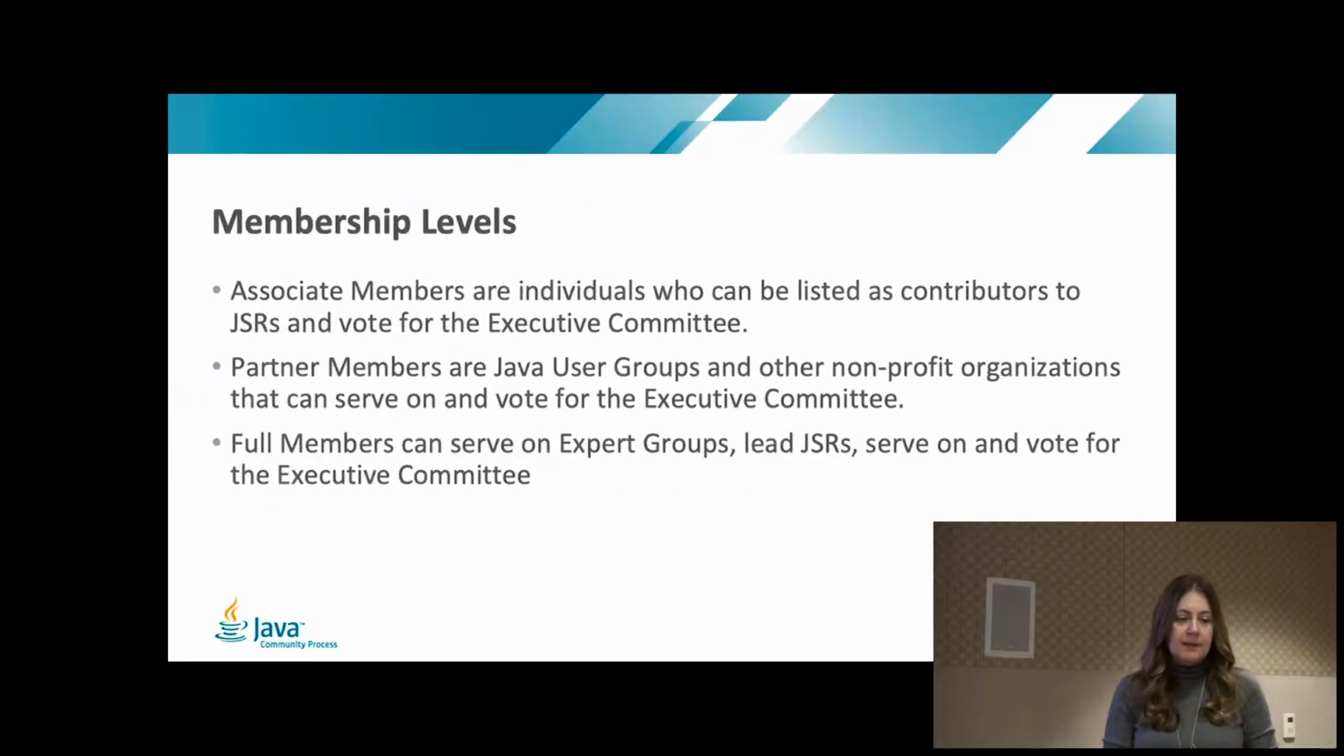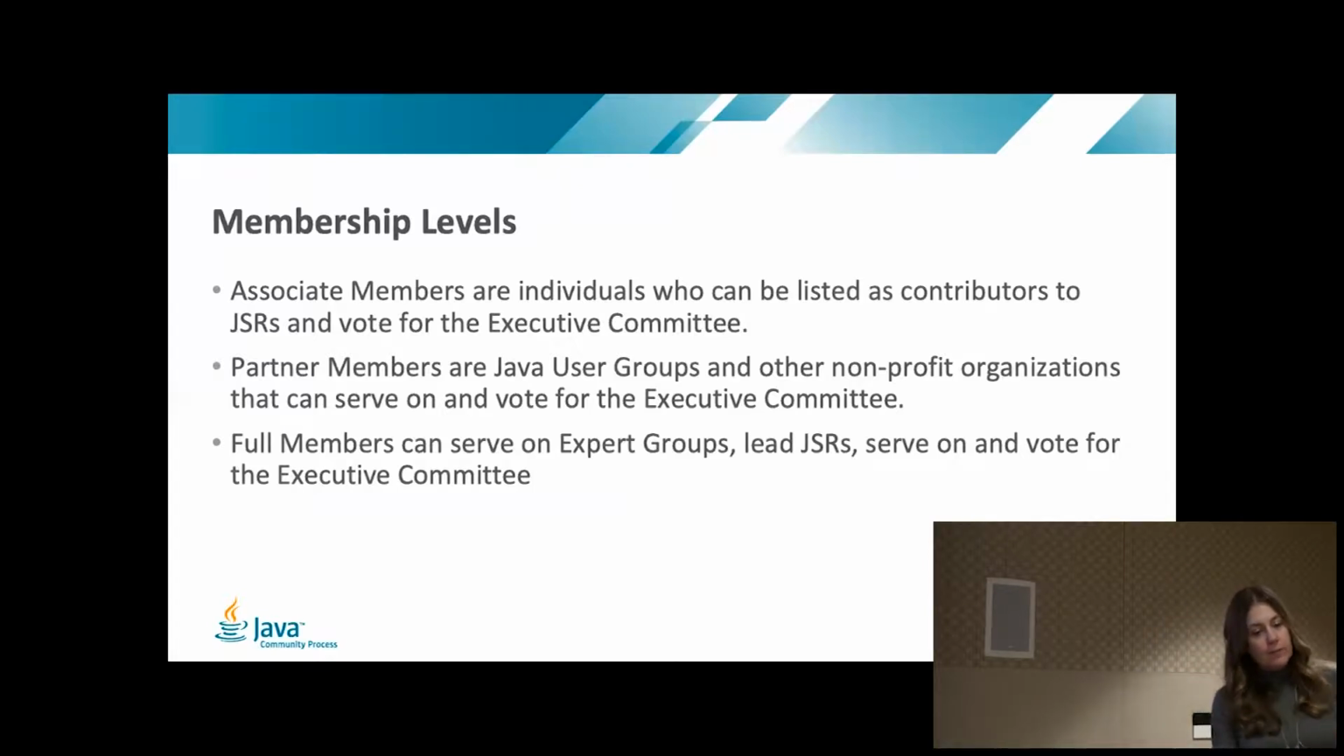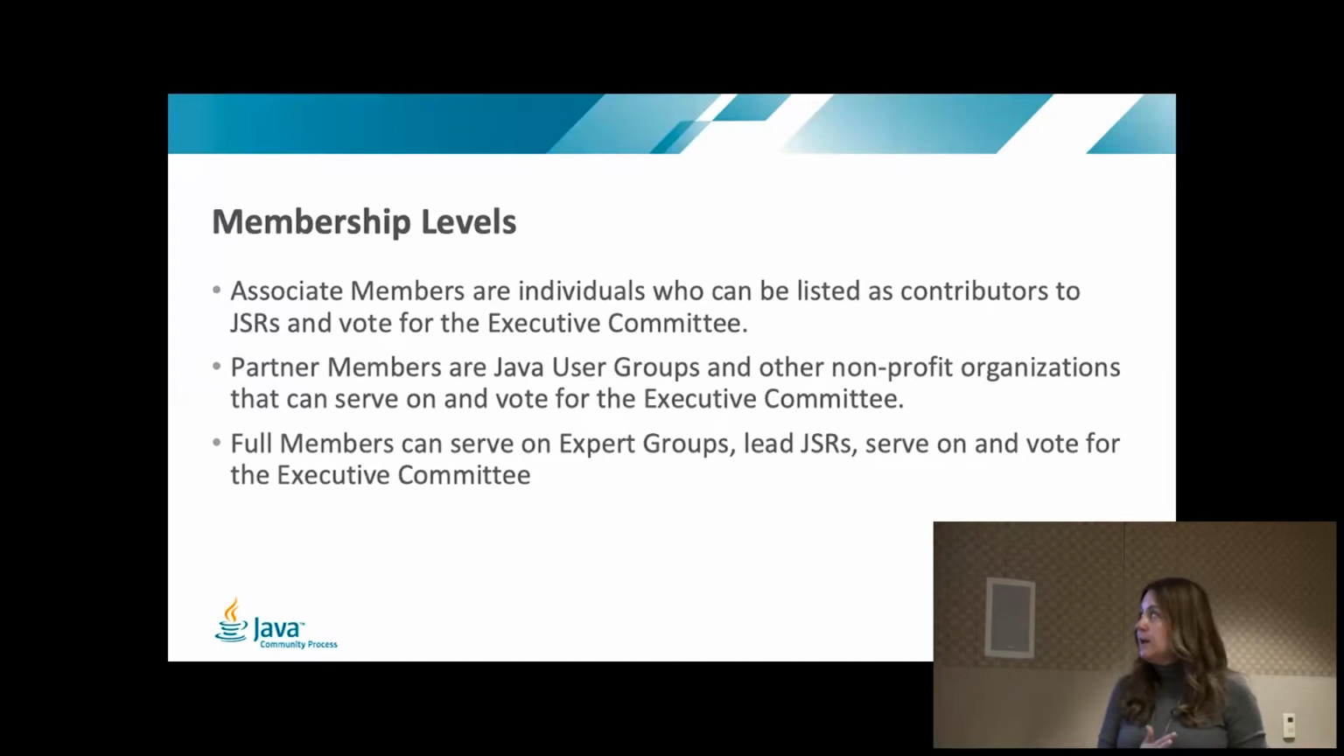In the executive committee we decided that, rather than one size fits all, we would offer 3 different memberships. We have an associate membership for individuals who want to join and participate in the JCP work. They can be listed as contributors on JSRs, and they don't need their employer's permission to do that. Secondly, we have a partner membership for Java user groups, like the San Diego Java user group. You're a partner member, and other nonprofit groups can fall into that category as well. We currently have 2 Java user groups on the executive committee: the London Java Community and SouJava, which is based in Brazil.